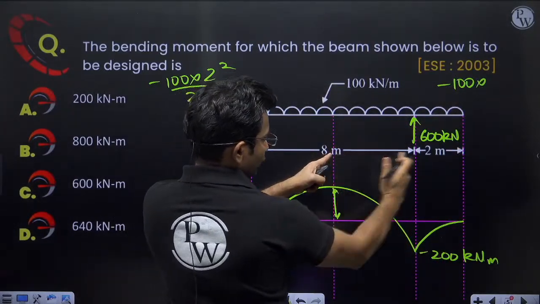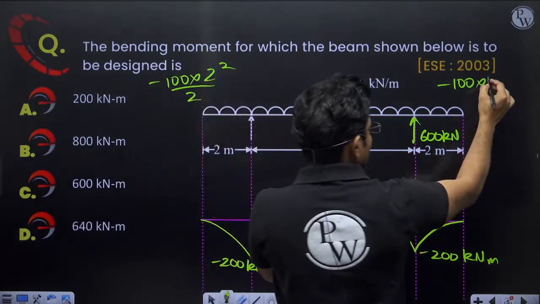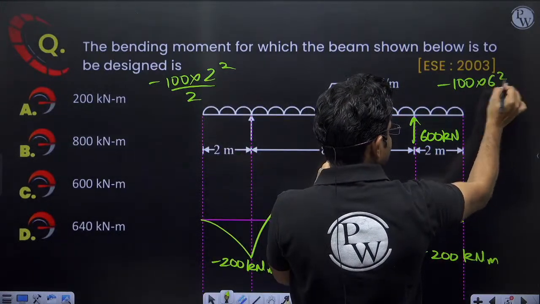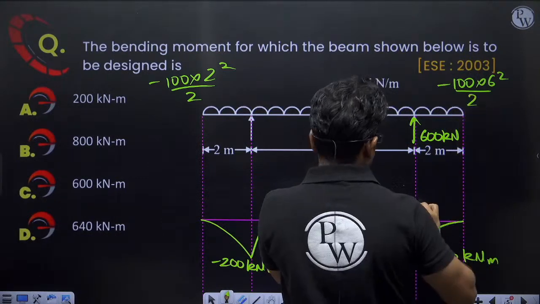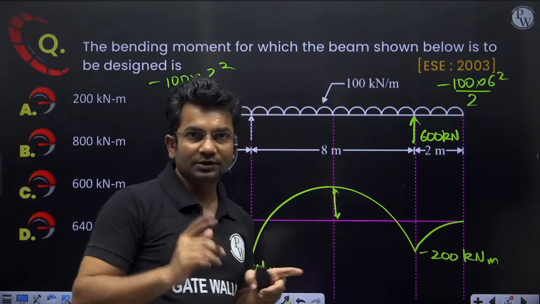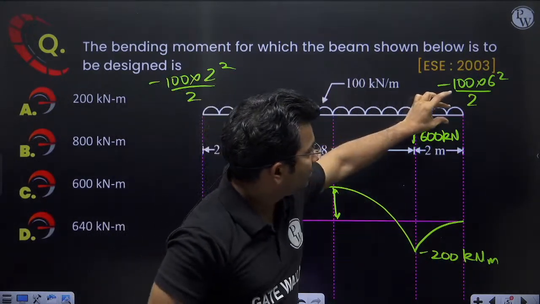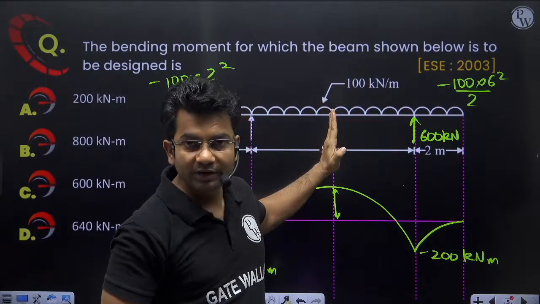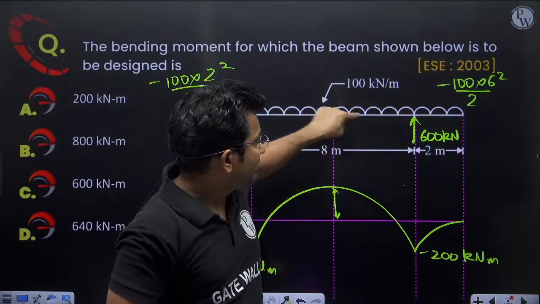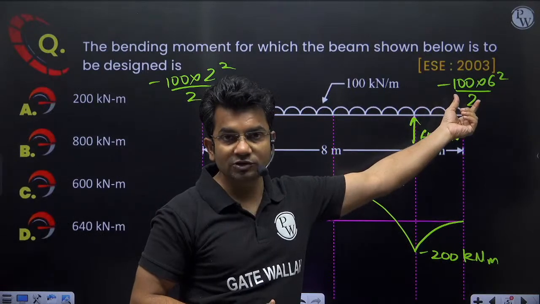8 by 2 is 4, 4 plus 2 is 6. So minus W into 6 square by 2. Are you able to follow now? Because of this UDL, how much bending moment will we be getting? Because of this UDL, I will be getting minus W x square by 2.